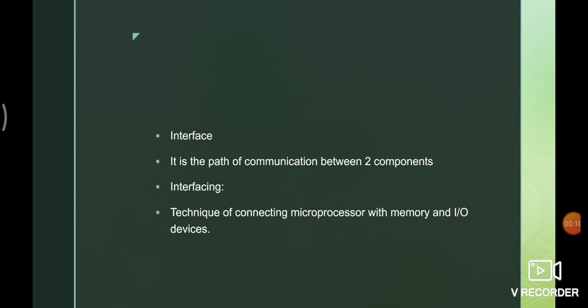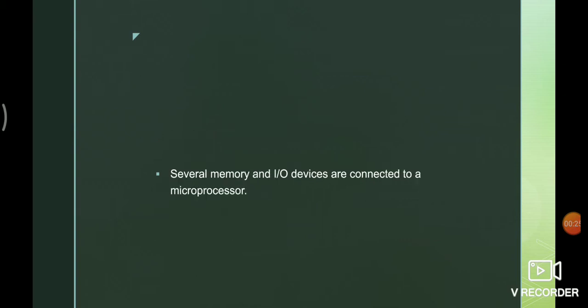First of all, an interface is the path of communication between two components, and the technique of connecting a microprocessor with memory and input output devices is called interfacing. Several memory and input output devices are connected to a microprocessor.